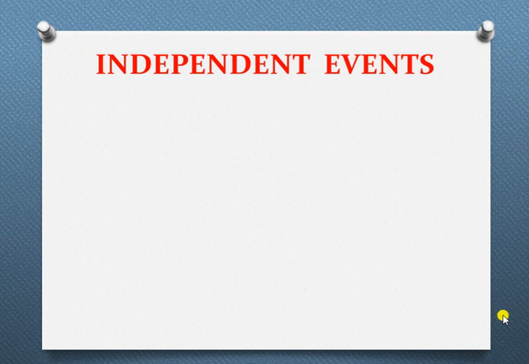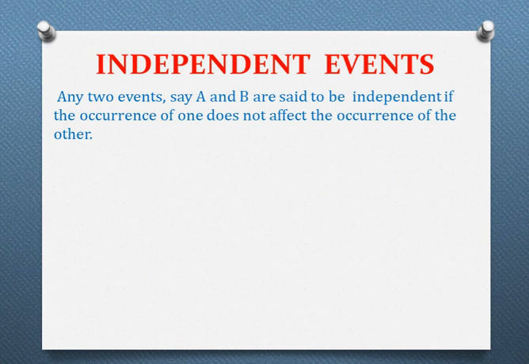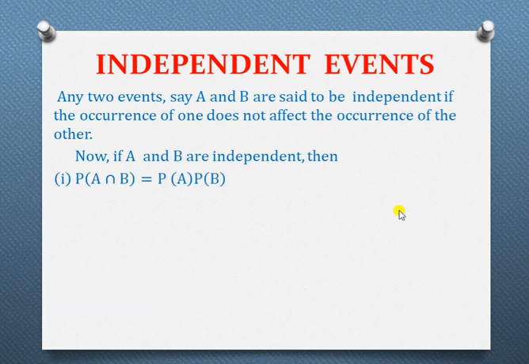So let's look at what we mean by independent events. Any two events, say A and B, are said to be independent if and only if the occurrence of one does not affect the occurrence of the other. So we are saying two events A and B are said to be independent if the occurrence of one of them does not affect the occurrence of the other. Let's add on to this. Now we are saying if A and B are independent, then probability of A intersection B is equal to probability of A times probability of B.